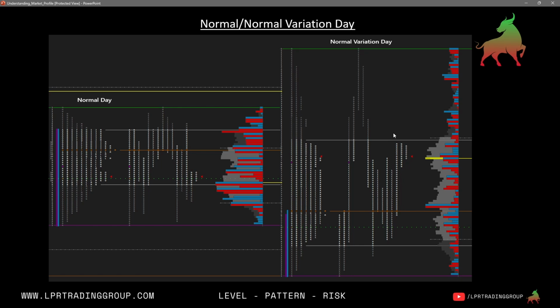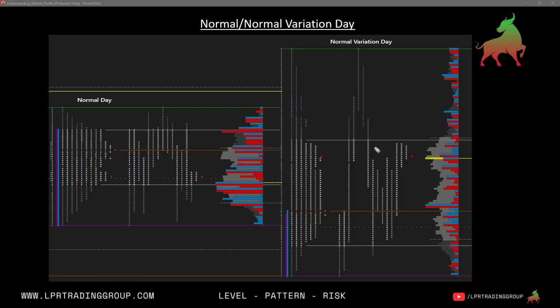So normal days on the left-hand side, you guys can see that we've got an initial balance that is formed in A and B period, and we've tested the highs of the value area here and the lows of the value area here, trading sideways in a tighter balanced or consolidation range. So we just trade within value off of these initial balances off the open.